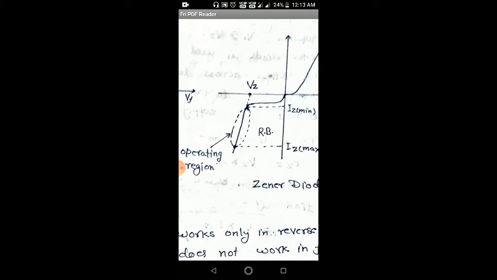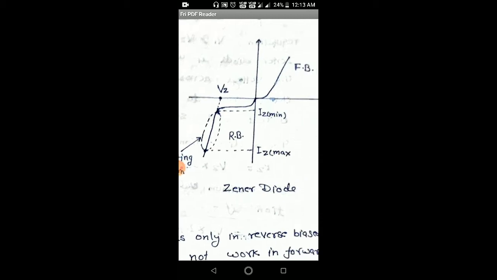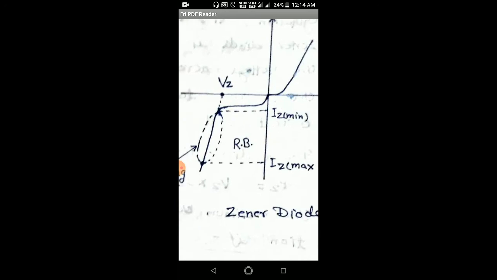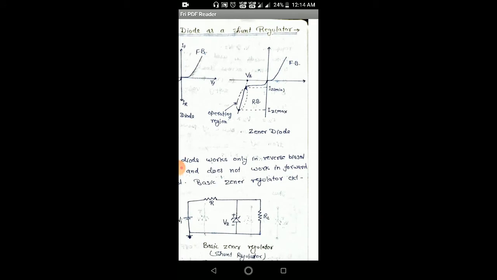So here, after the Zener breakdown voltage, the operating region exists in the case of the Zener diode, which lies in the range from minimum to maximum Zener current. So clearly in this diagram we can see the IZ minimum and IZ maximum values. The Zener diode works in the reverse biased region; in forward bias it works just like the normal diode.